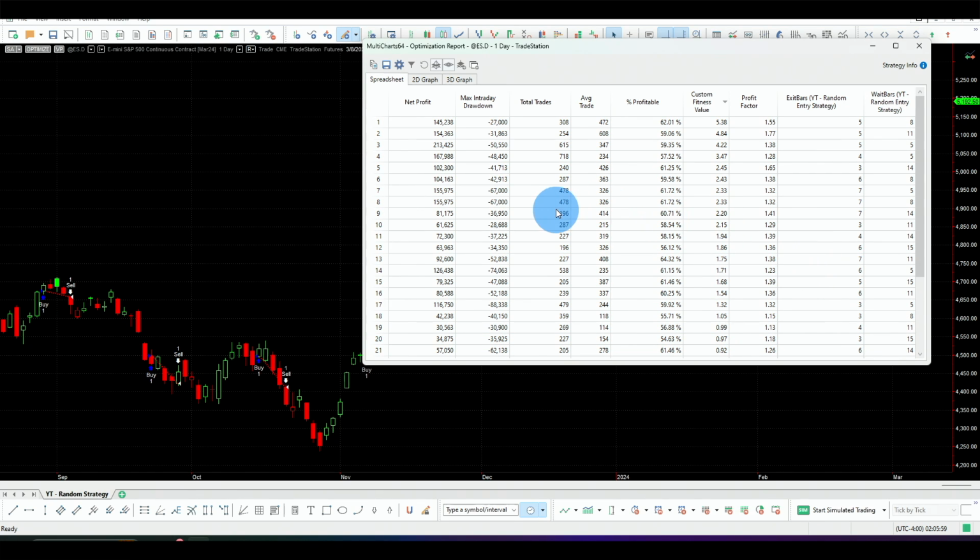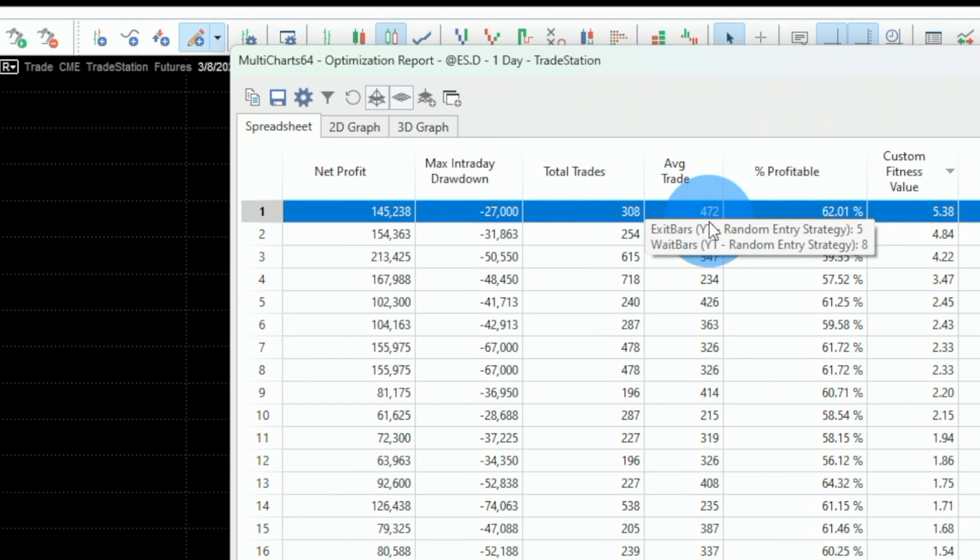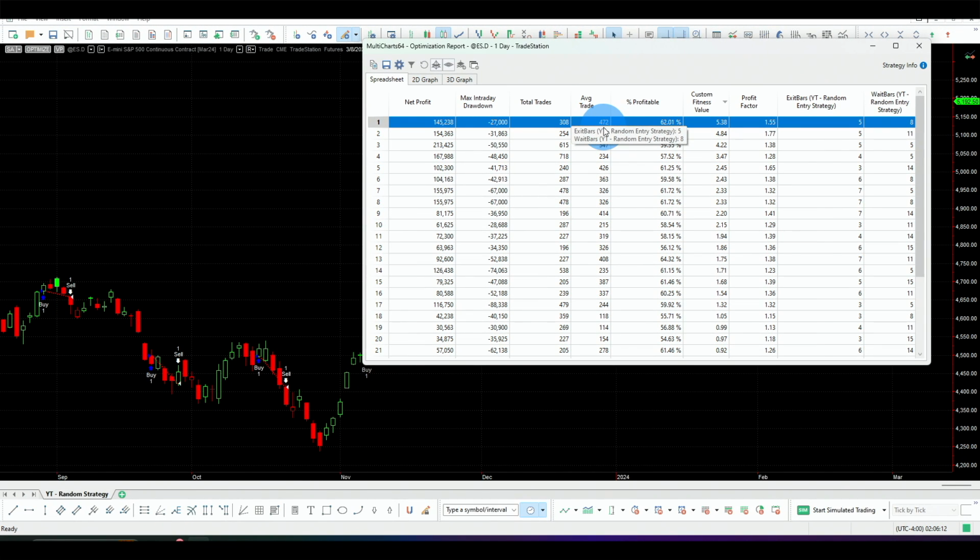Not only that, I have strategies like this. Look at this. 300 plus trades, average trade of $472. So that is already a strategy. But how can that be? It's like I just found this pattern randomly.